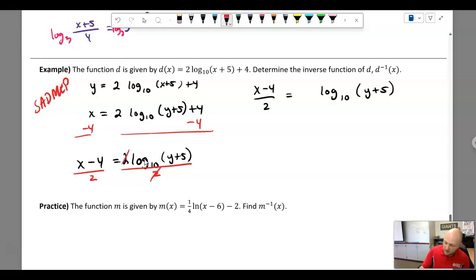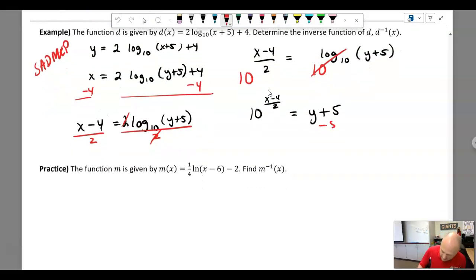Okay, now I need to get rid of this logarithm. I need to free the y plus 5. So it's protecting this logarithm. How do we undo logarithms? Exponentials. So I'm going to raise both sides by its exponential base, which is base 10. So that cancels, and we get 10 to the power of x minus 4 over 2 is equal to y plus 5. Okay, and the last step, I'm going to take away 5 on each side. Take away 5. So here is our inverse. D inverse of x is equal to 10 to the power of x minus 4 divided by 2, minus 5.